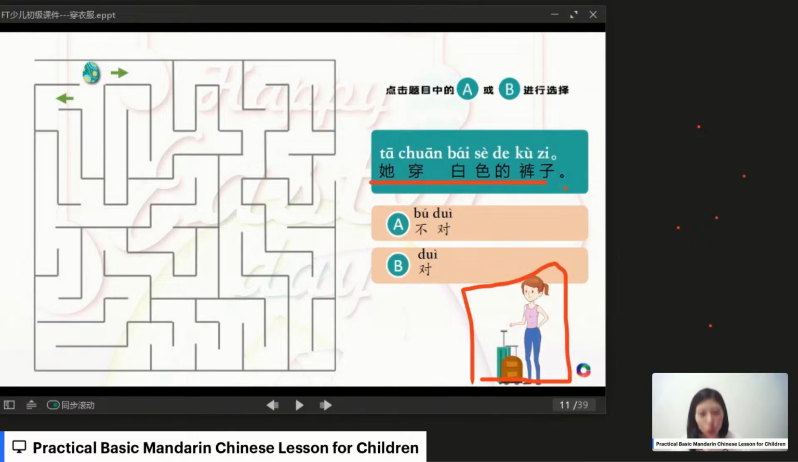他穿白色的裤子. 白色的裤子, that would be white, right? I think that is white. But check the character here. I think this girl is wearing blue pants, right? The blue should be 蓝色的. So the sentence is wrong. Now we're going to choose: no, it's not correct.